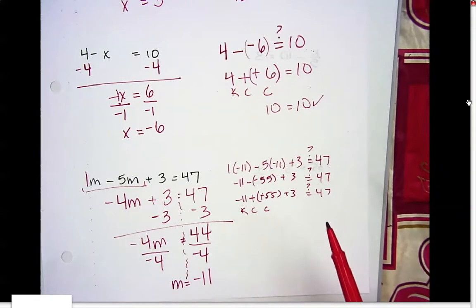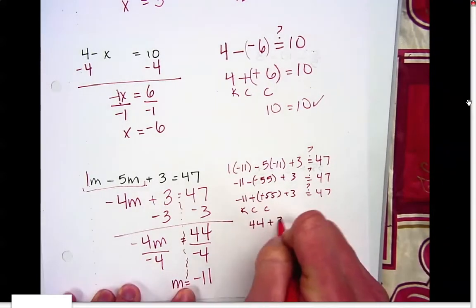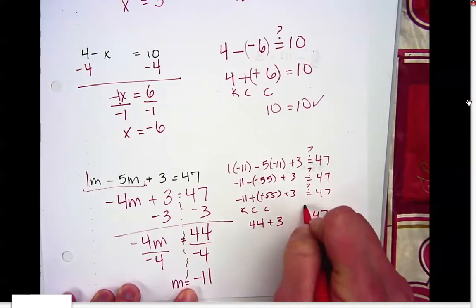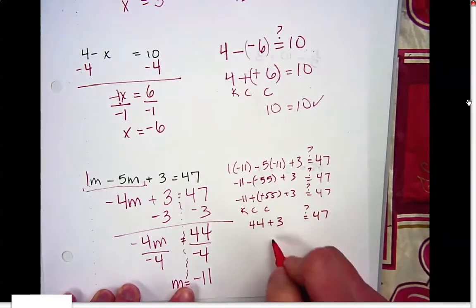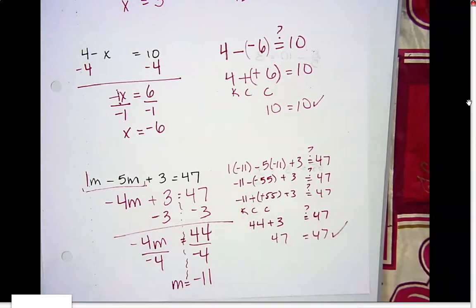It's going to go down. This negative means it's going closer to 0, starting at 55, going closer to 0. So that's going to be positive 44 plus 3. And does that equal 47? Yes, 44 plus 3 equals 47. So this one does work.